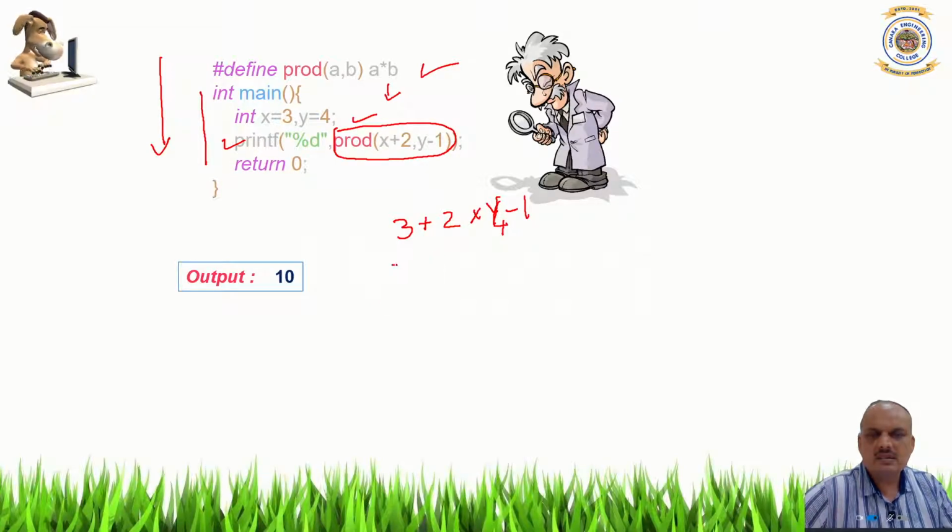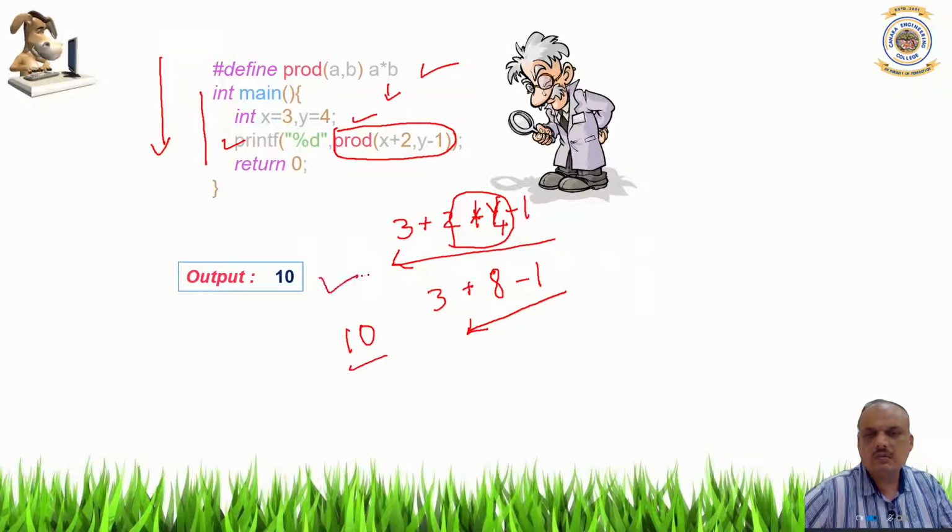Remember the rule of precedence. We know that multiplication has higher precedence than subtraction and addition, so this gets executed first. So 4 into 2 is 8, then 3 + 8 - 1. Since addition and subtraction have the same precedence, the evaluation happens from left to right, so it becomes 11 - 1, which is nothing but 10. So that is the output that you get for this piece of code.